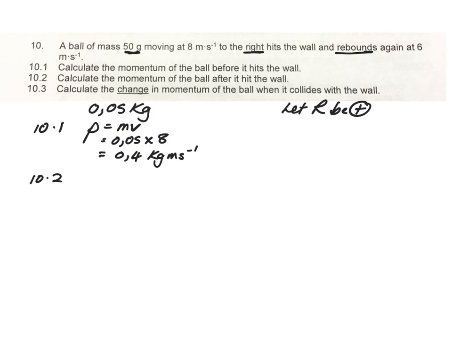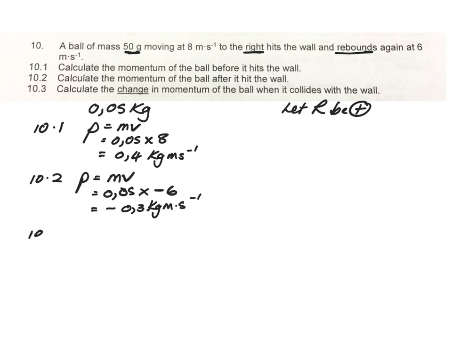10.2, calculate the momentum of the ball after it hits the wall. Again, I use my momentum equation. Same mass, 0.05 times by minus 6, because it's rebounding. We've said let right be positive, so left must be negative. So we get minus 0.3 kilograms meters second to the minus 1.